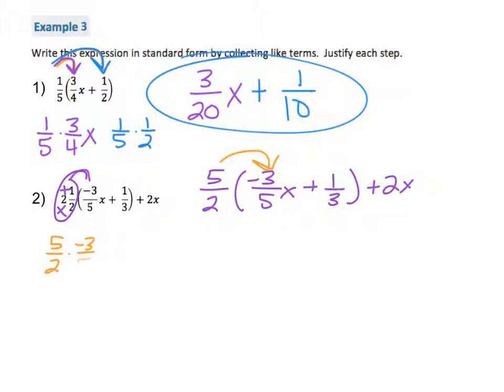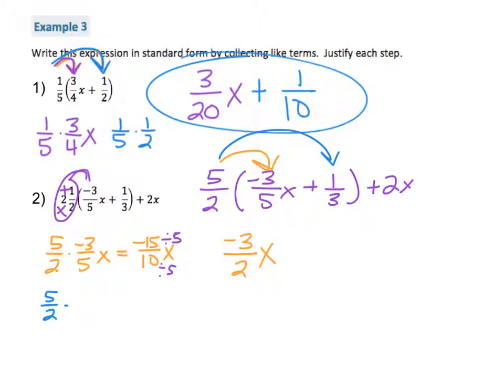5/2 times negative 3/5 x. When we multiply straight across, that gives me negative 15/10x. However, those can reduce, and why don't we reduce to make it easier on us? And by dividing by 5, we end up with negative 3/2 x. My second arch is going to be 5/2 times 1/3. If I multiply straight across, I get 5/6. It can't be reduced, and it's positive 5/6. And don't forget to add 2x on the end.